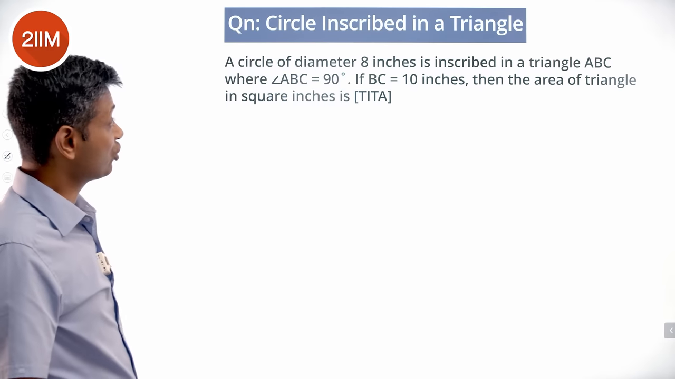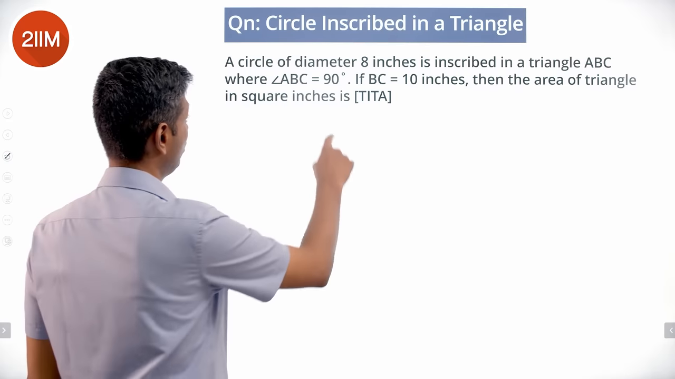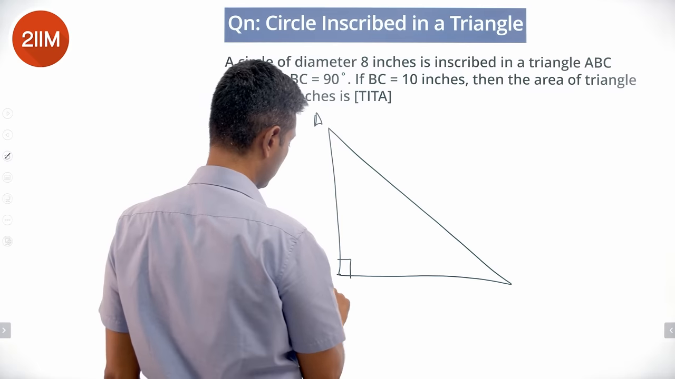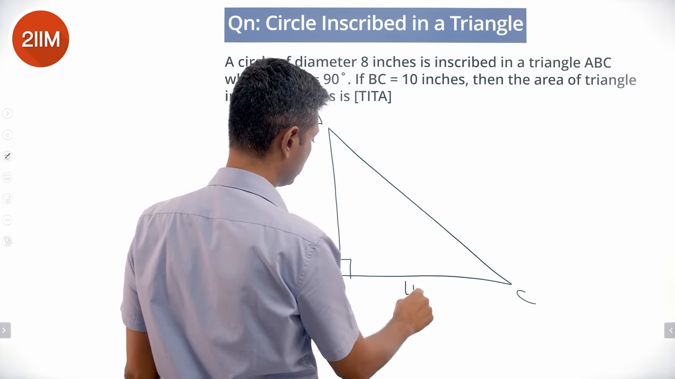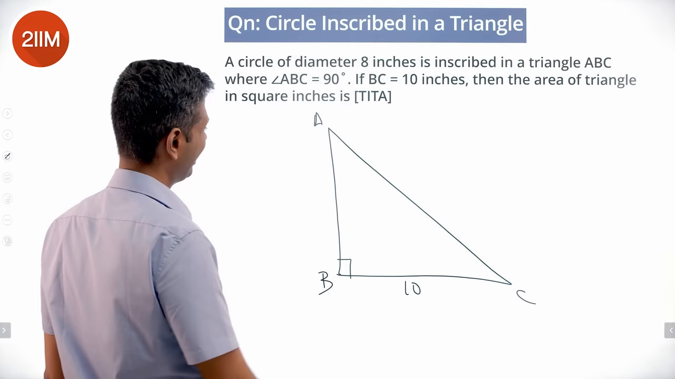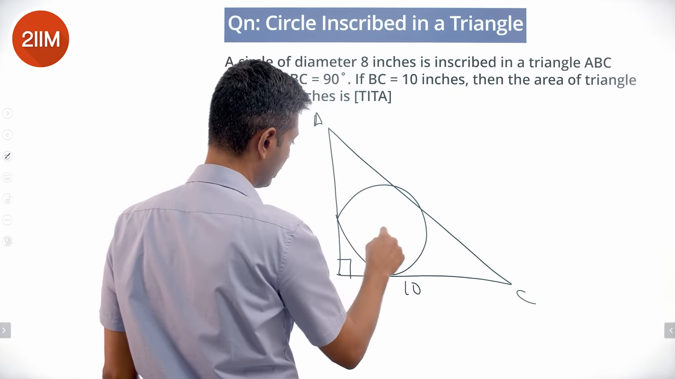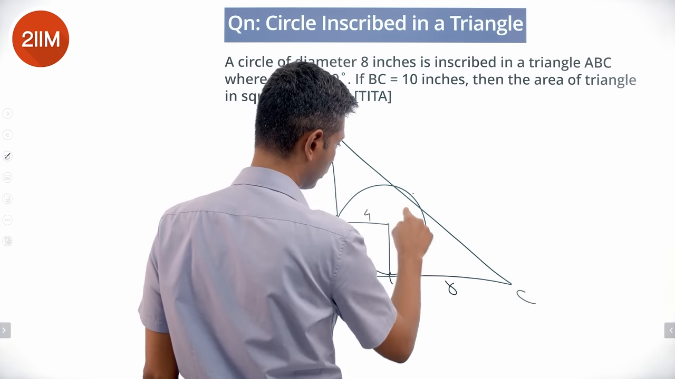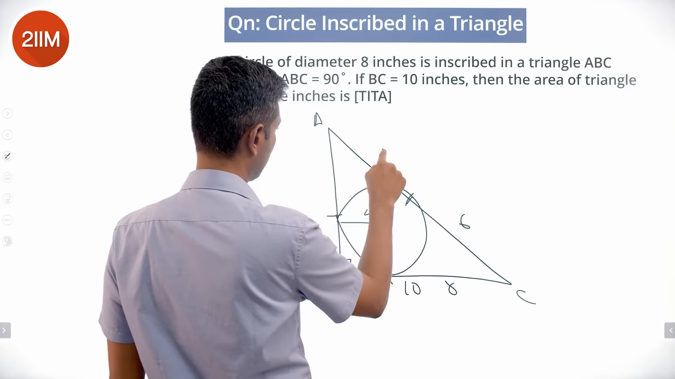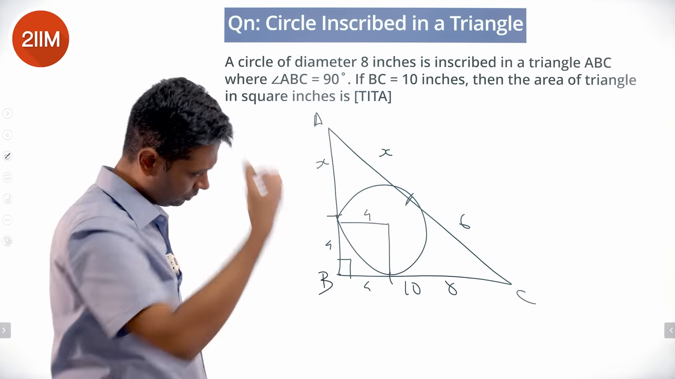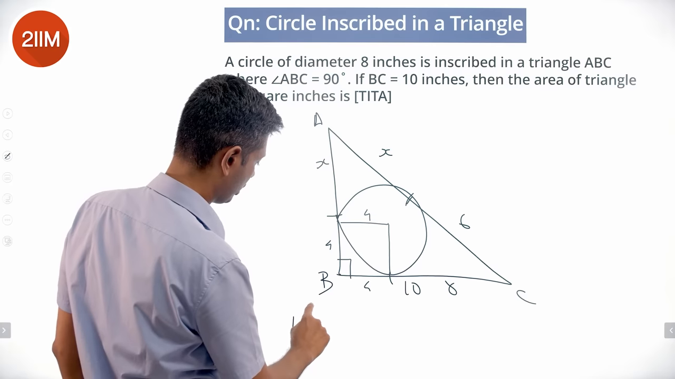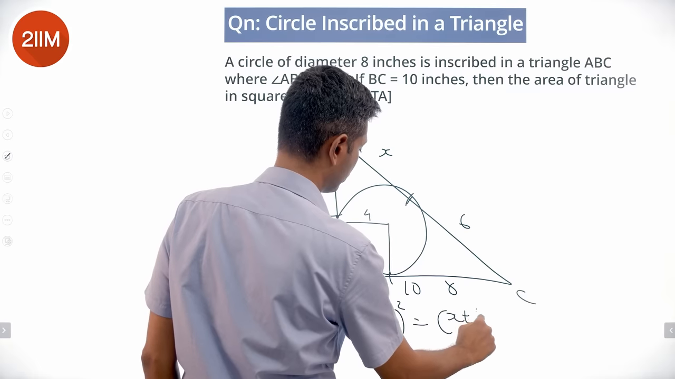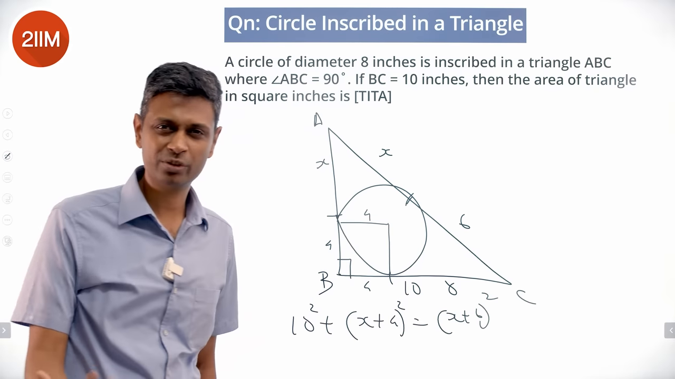A circle of diameter 8 inches is inscribed in a triangle ABC where angle ABC is 90. Lovely. A, B, C, 90. BC is 10. Diameter 8, or radius is 4. This is 4. This is 4. This is 6. This is 6. These two should be X and X. So 10 squared plus X plus 4 whole squared equals X plus 6 whole squared. Solve this, we should get the answer.